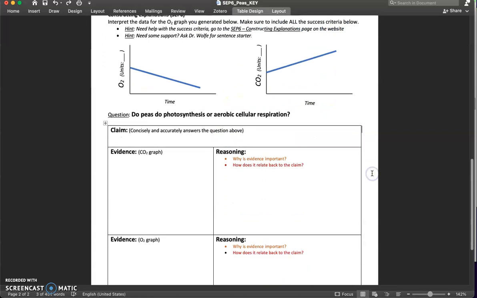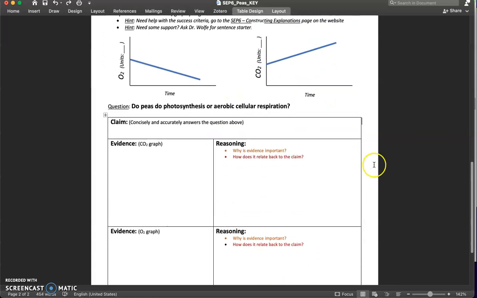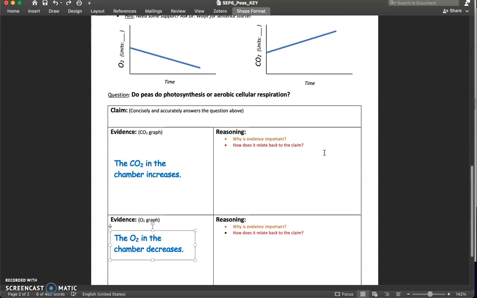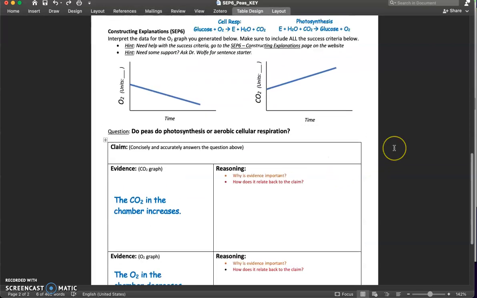So let's say I'm looking at this and I'm still not sure what the claim is. That's fine. Let's just go straight to the evidence, which is just explaining what's going on in the graphs. So for the CO2 graph, the CO2 in the chamber increases. For oxygen, the oxygen in the chamber decreases. That's it. Now let's start to make sense of this.